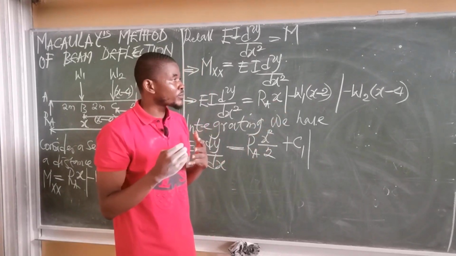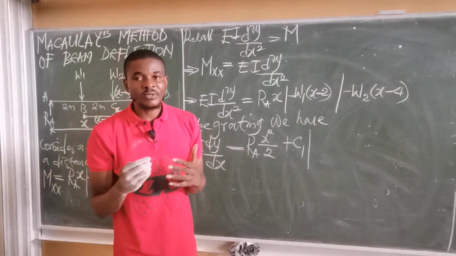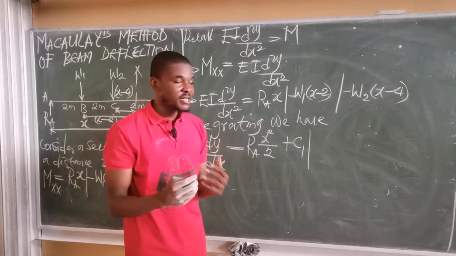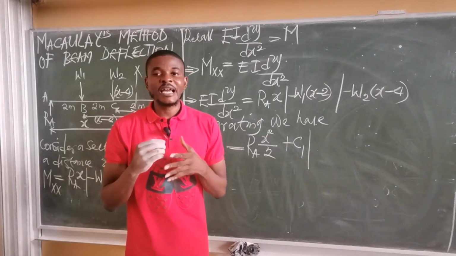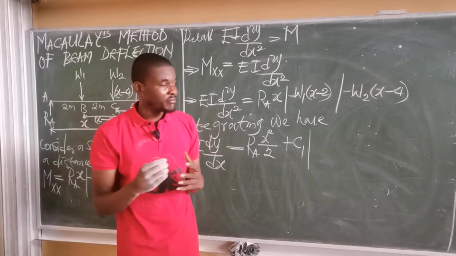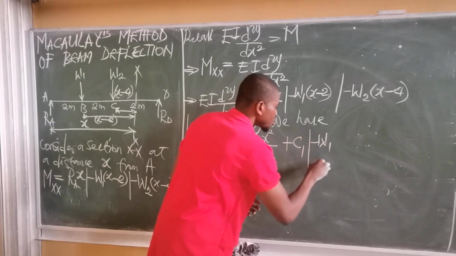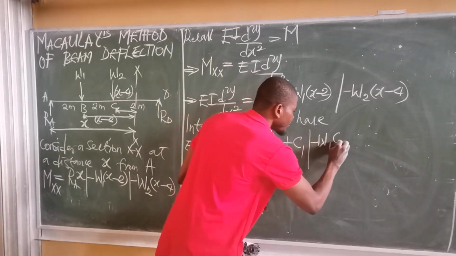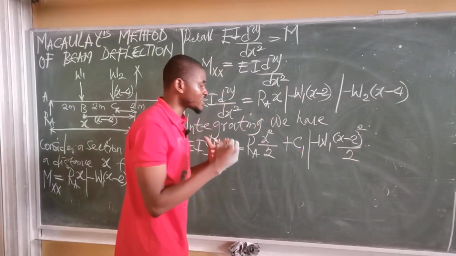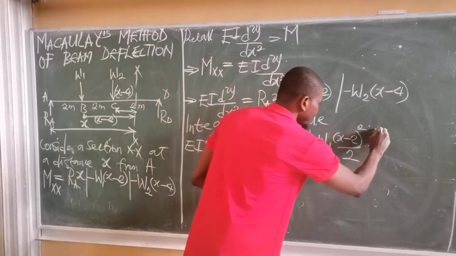It's still the same procedure I will employ to integrate x minus 2. I will see x minus 2 as a single function. So there is no need to break it down and say integrating x first and then integrating 2. No. Consider x minus 2 as a single function and integrate. So the integral becomes, first of all, minus w1, and integrating x minus 2 now, I will simply have x minus 2 all squared all over 2, just the same way I will integrate a single function. Okay, so put down my Macaulay's bracket.